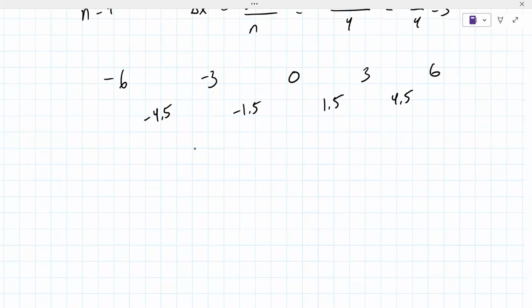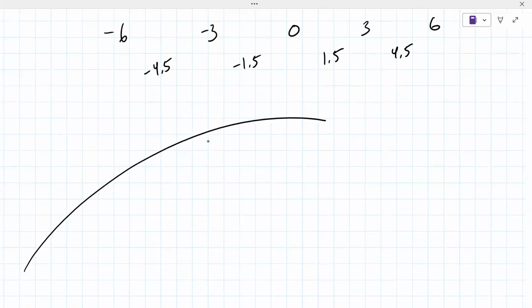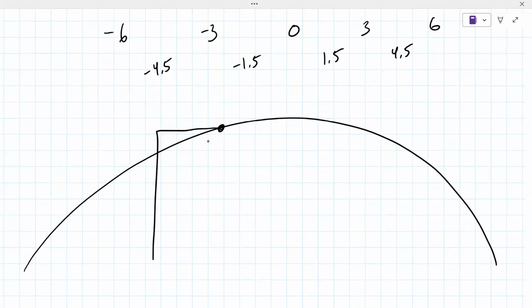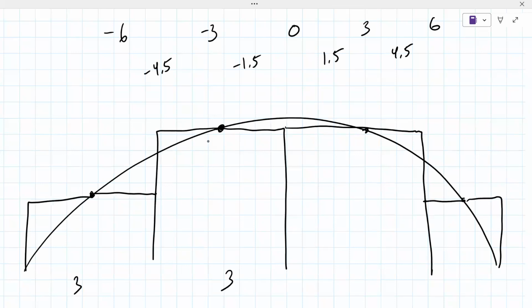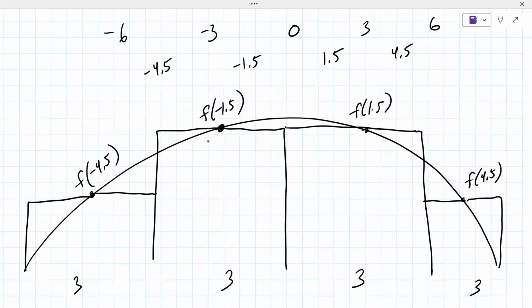Again, it's a really rough sketch, but the idea is that at minus 1.5 there's a rectangle, at minus 4.5 there's a rectangle, and similarly there's another rectangle. These are not to scale, but something like that. They all have a width of 3 though. So you have to find f of minus 4.5 or f of 4.5, whichever is the same, and f of minus 1.5, f of 1.5.